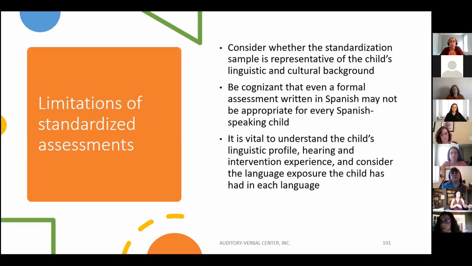We know that there are limitations of standardized assessments. So we need to always, regardless of who the child is, be considering, is the standardization sample representative of the child's background? And for our bilingual kids, very often the answer is no. And so we need to be cognizant that even a formal assessment that is developed in Spanish may not be appropriate for every Spanish-speaking child. We have to consider the child's background, linguistic profile, etc.